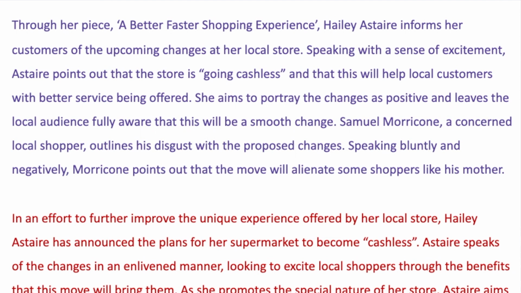And so let's take a look at this first one here in purple. Through her piece, A Better, Faster Shopping Experience, Hailey Astaire informs her customers of the upcoming changes at her local store. Speaking with a sense of excitement, Astaire points out that the store is going cashless and that this will help local customers with better service being offered. She aims to portray the changes as positive and leaves the local audience fully aware that this will be a smooth change. Samuel Morricone, a concerned local shopper, outlines his disgust with the proposed changes. Speaking bluntly and negatively, Morricone points out that the move will alienate some shoppers like his mother.